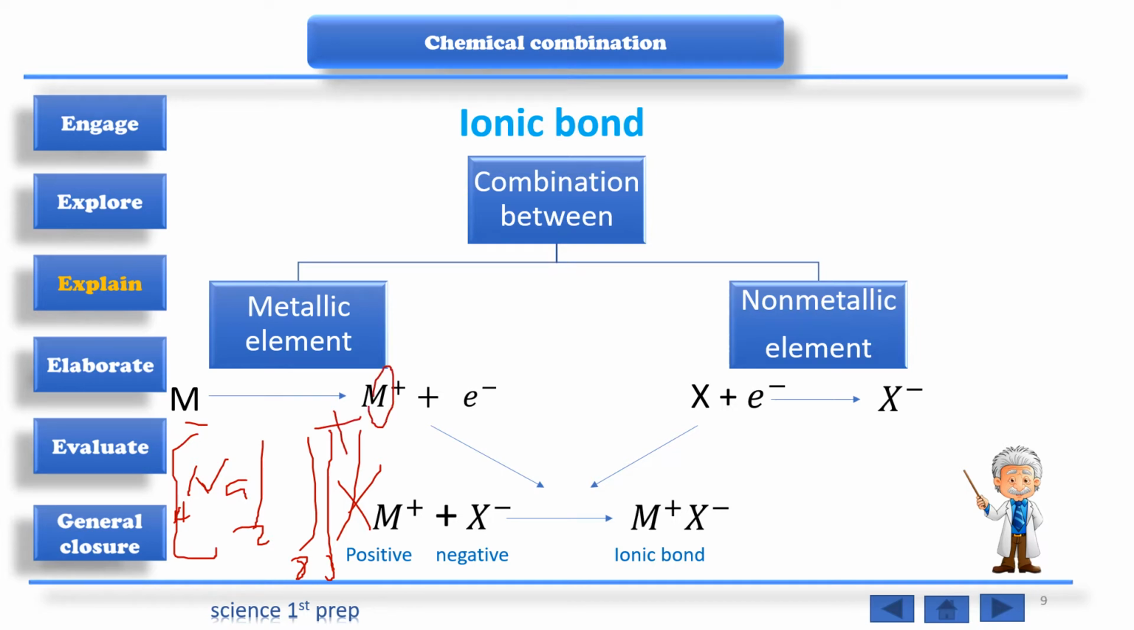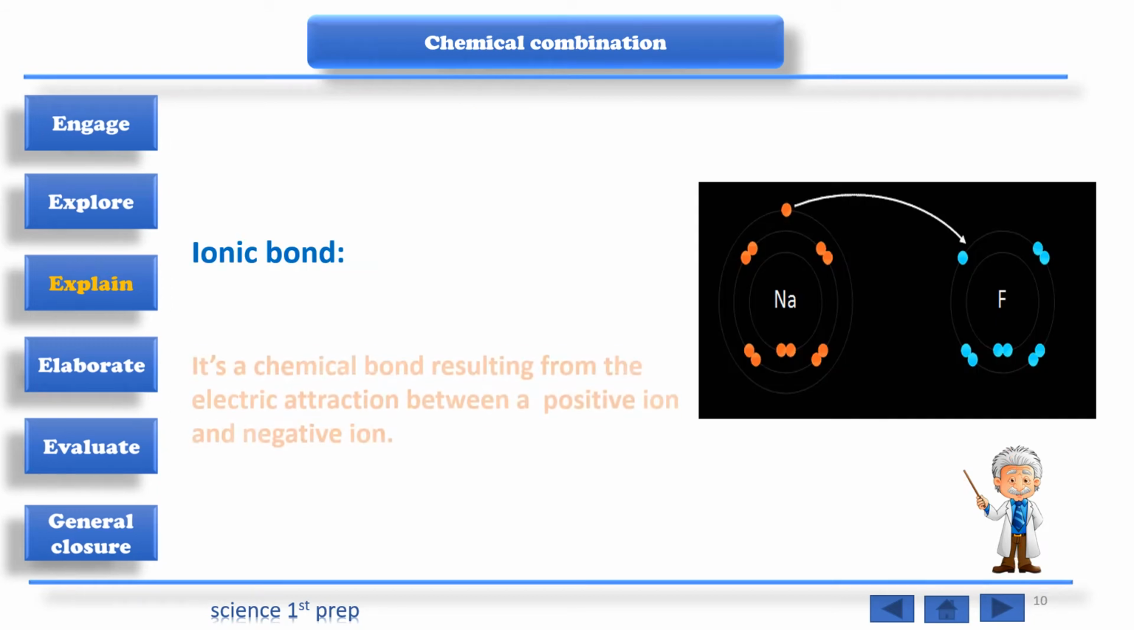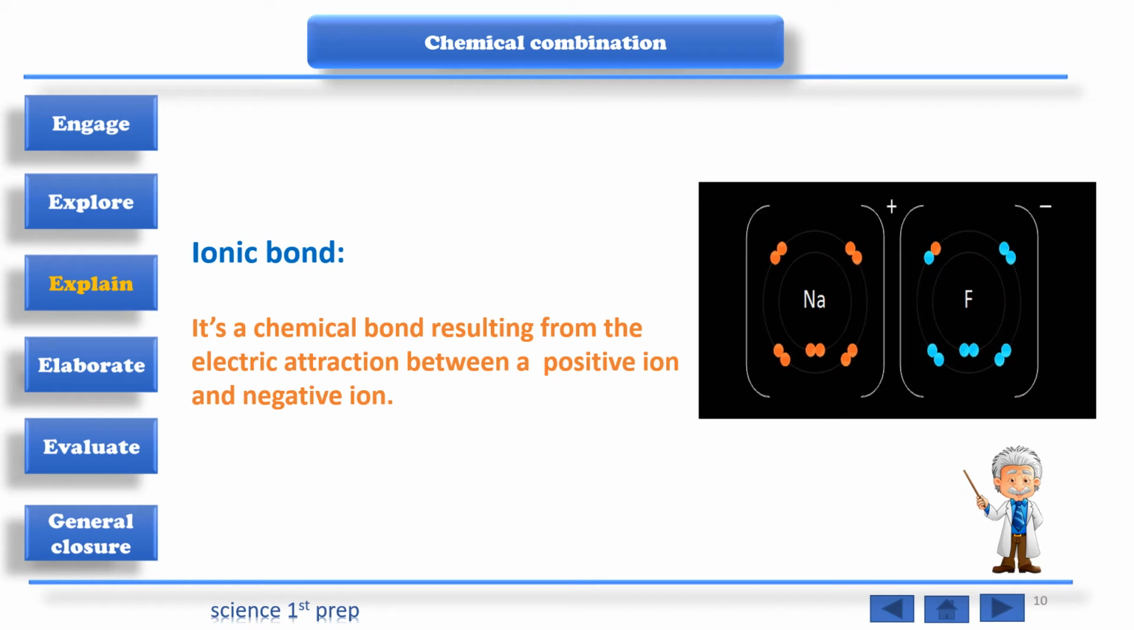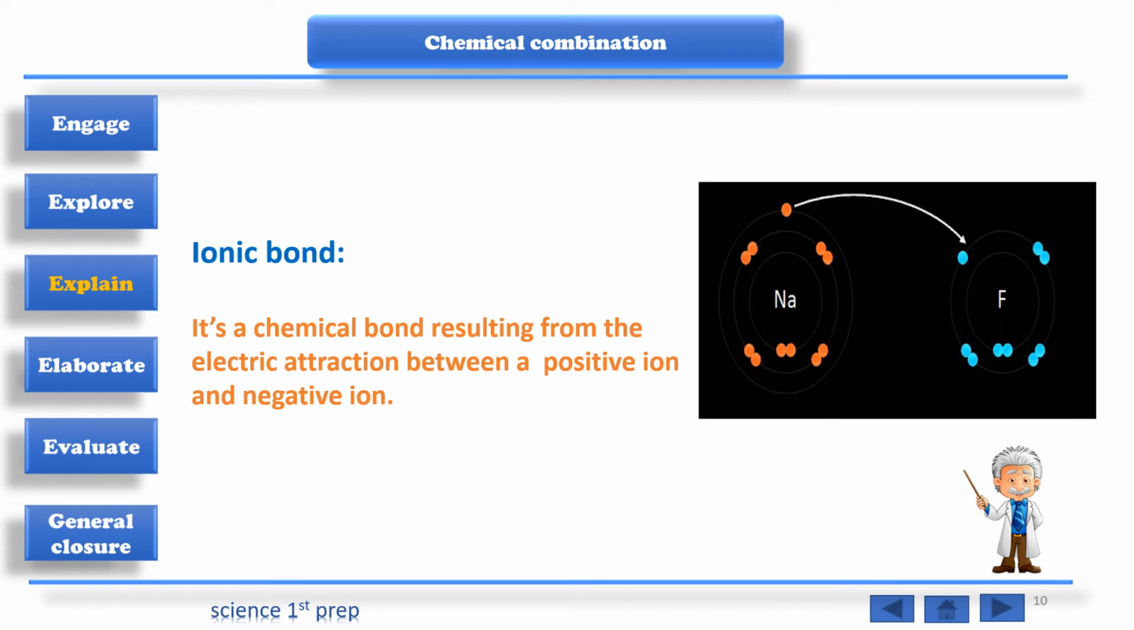And here this is chlorine, 17, 2, 8, 7. It gains one electron to complete the outermost energy level and becomes a negative ion. Okay, the ionic bond is the attraction between the positive and negative ion. Ionic bond is a chemical bond resulting from the electric attraction between a positive ion and a negative ion.